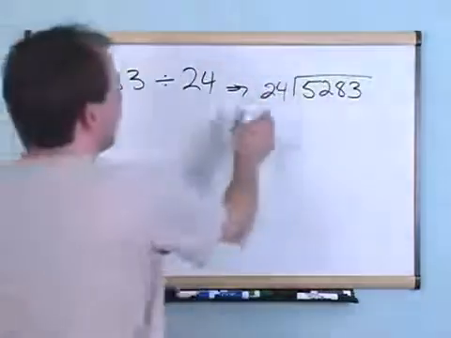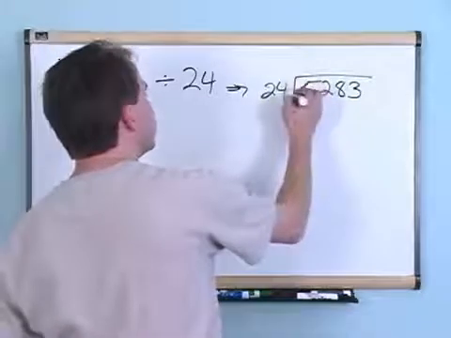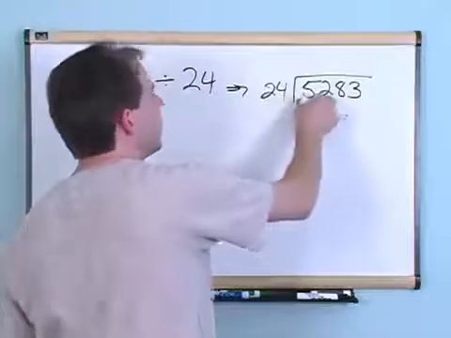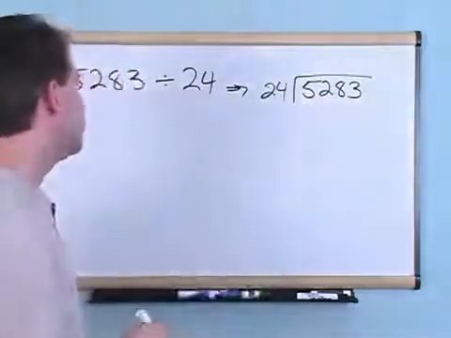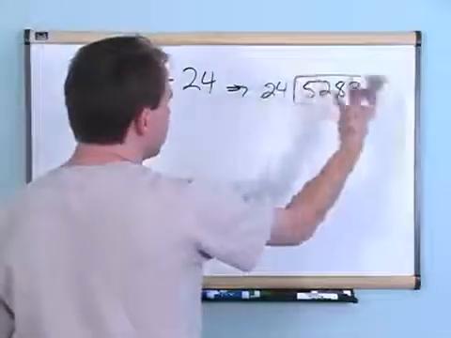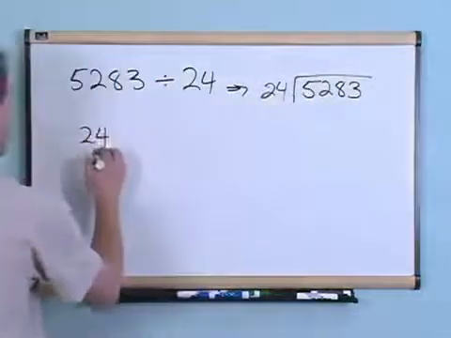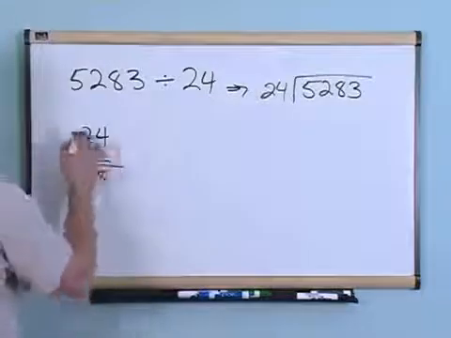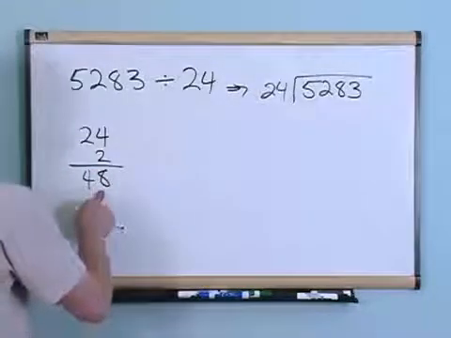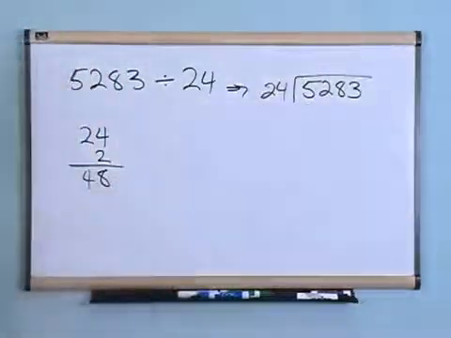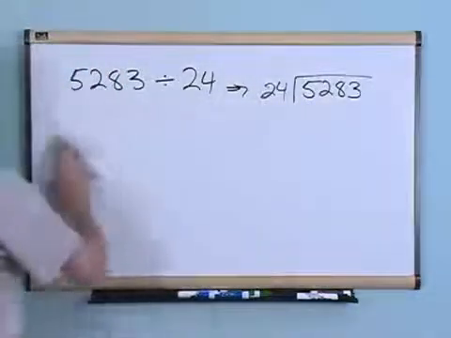So, can 24 go into 5? No, it can't, because 5 is too small. Can 24 go into 52? How many times can it do that? Well, let's see. 24 times 1 is going to be 24. 24 times 2, let's see what that would equal. 2 times 4 gives me 8. And 2 times 2 gives me 4, 48. I know that 48 is pretty darn close to 52, and so I think that that's going to be the right answer, and it is the right answer.